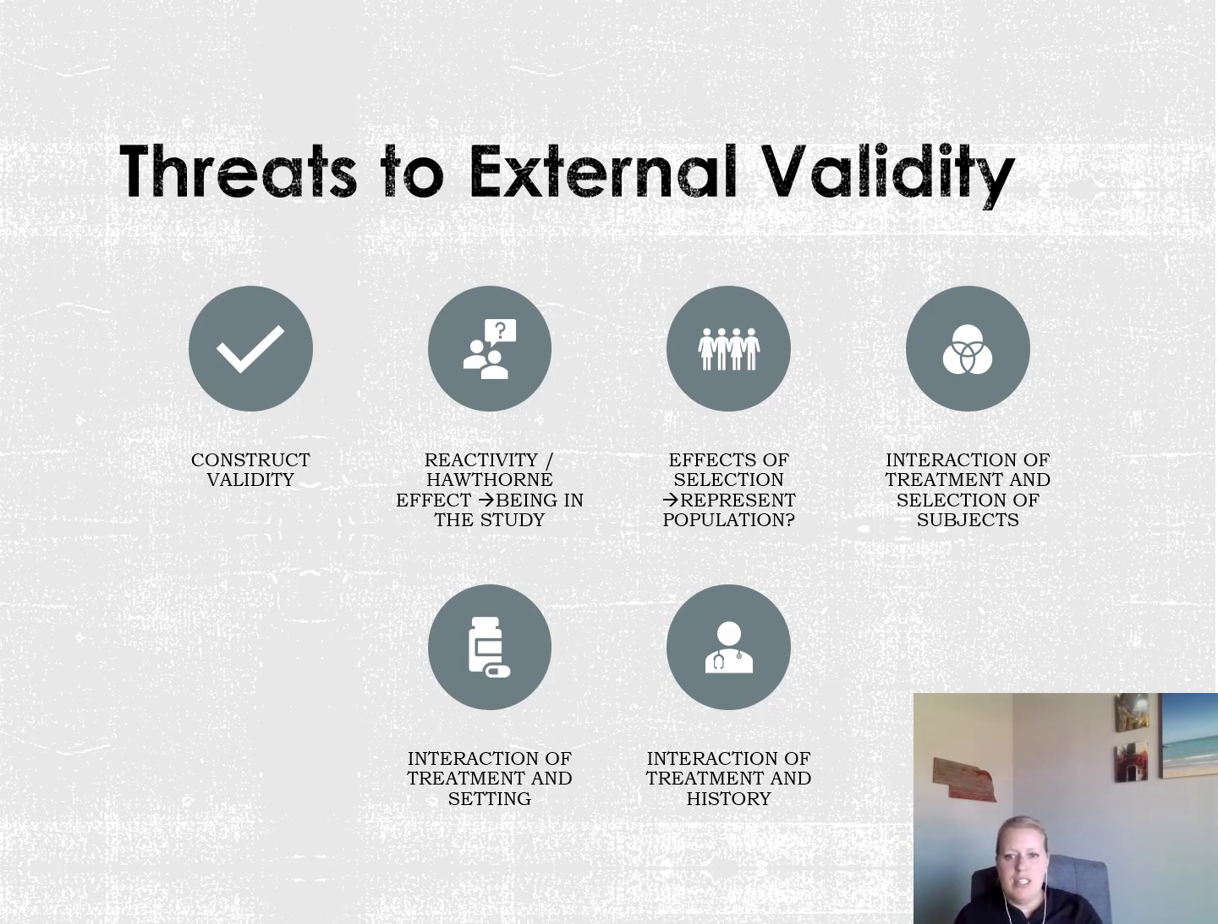some big words on this slide, but basically you want to make sure that there isn't anything that had to do, it's just because this sample here, because they were located at the right place at the right time that it worked for them. You want to make sure that the study will work in multiple populations.